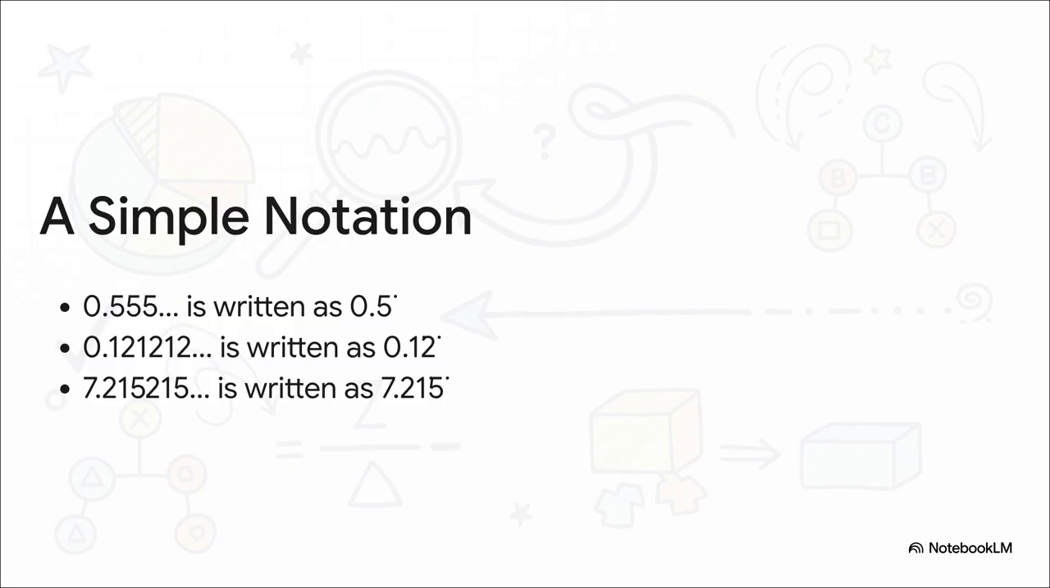What if the pattern is 12, like in 0.121212? Simple. You put a dot over the 1 and a dot over the 2. For a longer one, like where 215 repeats, you just put a dot over the start of the pattern, the 2, and the end of the pattern, the 5. It's just a clean, simple way to write it.